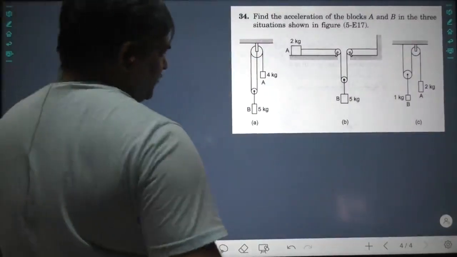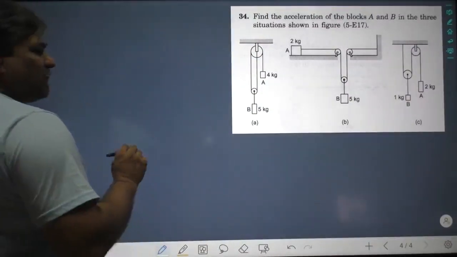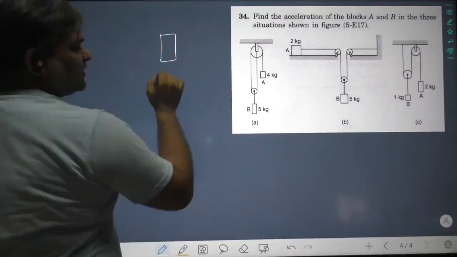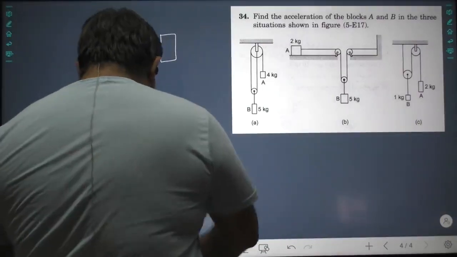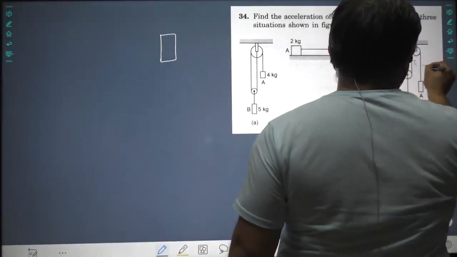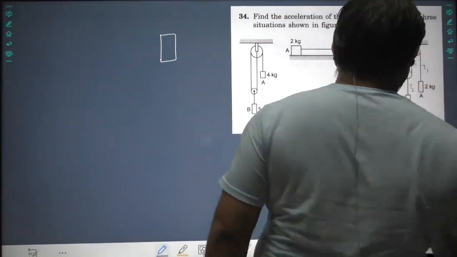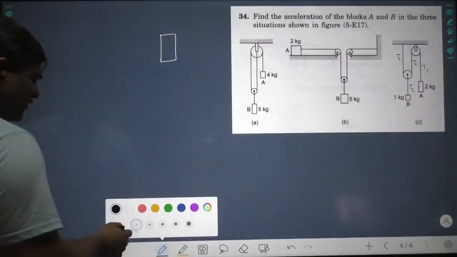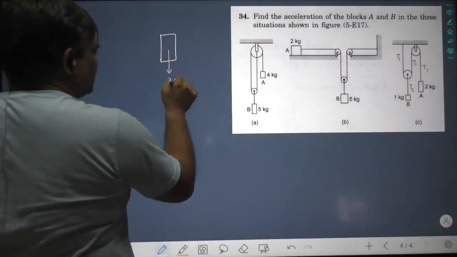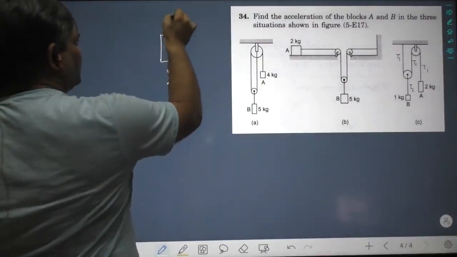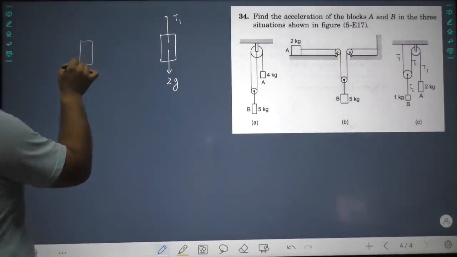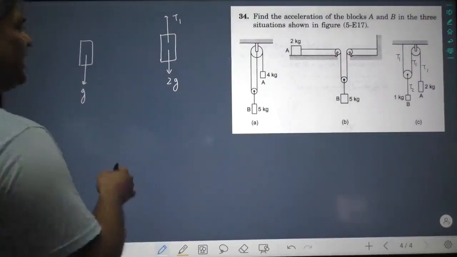Let us come to the C part now. C part, it is very easy. Now again, for the 2 kg block, along the same rope, tension cannot vary because it is massless. So along this rope, let us take T1, T1, T1, and this rope, let us take T2. So again, you can see that the equations are kind of the same. For the 2 kg block, you have 2g downwards and T1 upwards. For the 1 kg block, you have g downwards and T2 upwards.